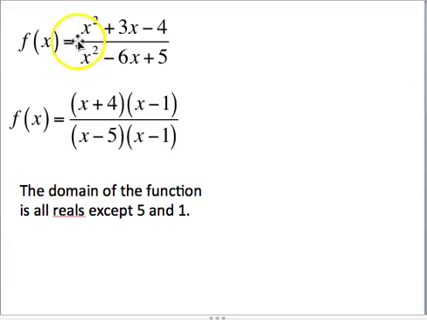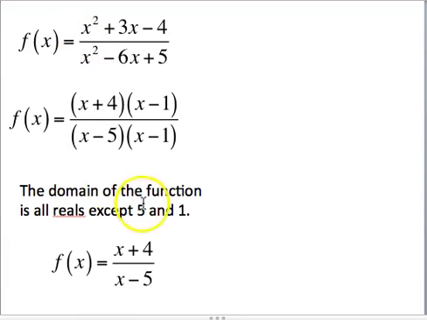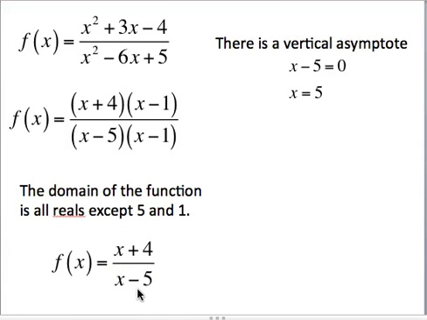So when that divides out, we just have x plus 4 over x minus 5. But remember, the domain is still everything except 5 and 1. It is not fair to plug 1 into this thing. Now, if we're thinking of vertical asymptotes, when is the bottom 0? When is x minus 5 equal to 0? Well, x minus 5 is 0 when x is 5.